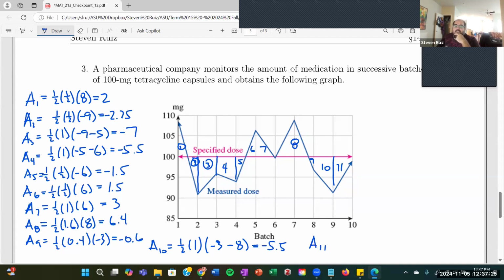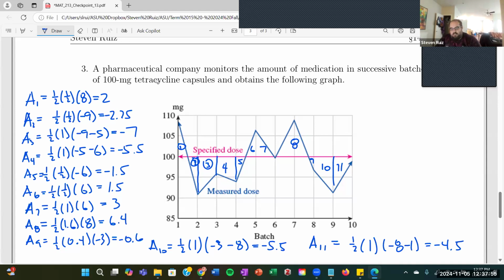Area 11. So 1/2 times the base length, which is 1. We said the left height is -8. What's the right height? The right height is going to be so small. We'll say it's -1. So that'll be -4.5. Awesome. Got them all. Now let's add them all together and see what we wind up with.